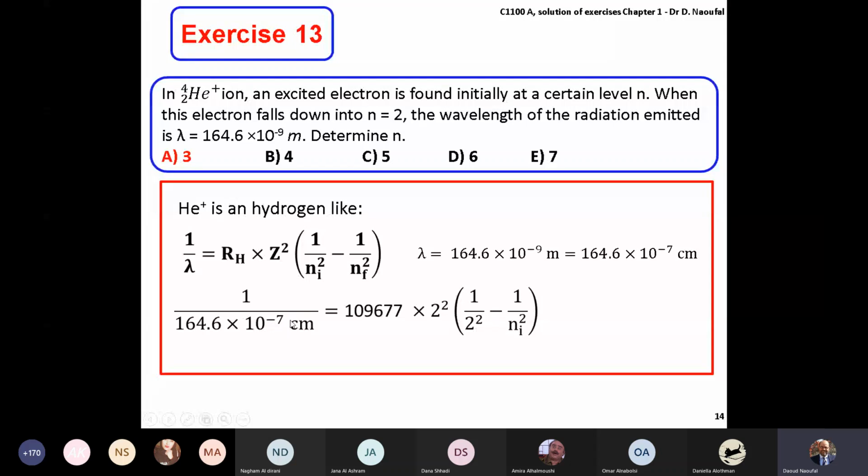Why lambda in centimeter? Because RH, the Rydberg constant in this exercise, 109,677, is given in centimeter minus 1. So by this way, I can find n final equal 2.99, so n final equal 3. Pay attention, in this formula, lambda and RH should be in the same unit. If RH is in meter minus 1, lambda should be in meter; RH in centimeter minus 1, so lambda should be in centimeter. So the correct answer is A.